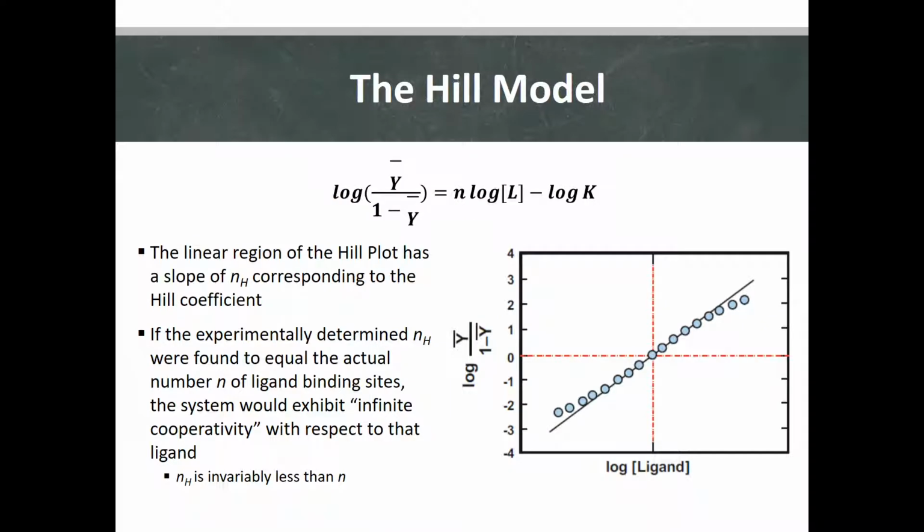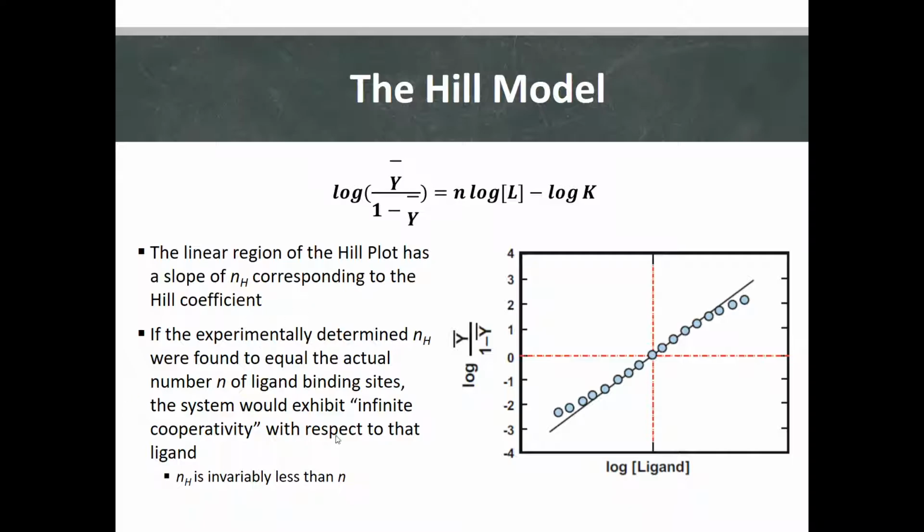If we actually look at the Hill equation in action, you'll see you have y equals mx plus b. This is a y equals mx plus b function. So if we plot y as a function of x, which is log ligand in this case, you'll see that the slope of your linear region here is going to be proportional to n. So the linear region of your Hill plot has a slope of nH, or your Hill coefficient, and this is an approximation of your cooperativity as I have talked about.